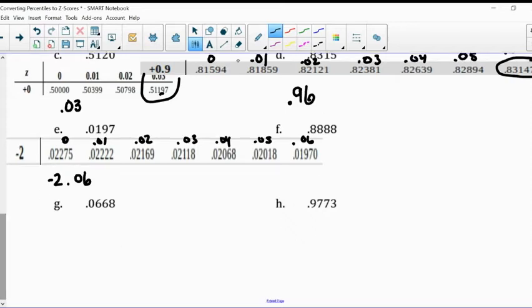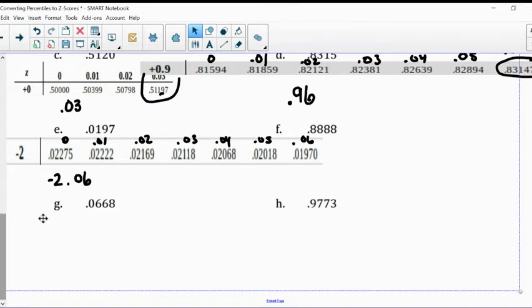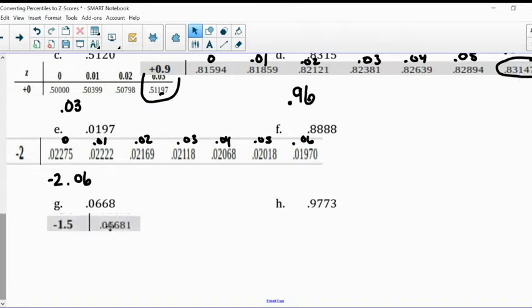And just so I don't have things run into each other, let's finally look at letter G. Locate 0.0668 on your z-score table. All right, so looking at it, it actually works out very nicely. It's very easy to see. Negative 1.5 is our answer.